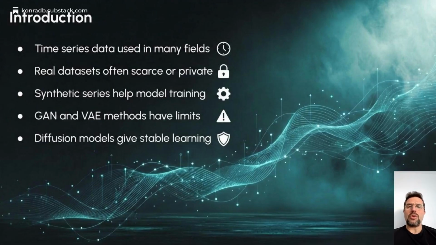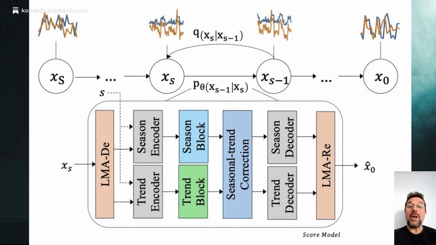One idea is to generate synthetic time series that look real. Earlier methods used GANs or VAEs. They work, but GANs can collapse during training and VAEs often smooth out details. Diffusion models approach the problem differently. They slowly add noise to data and then learn how to remove it step by step, which leads to stable and accurate generation. Figure 1 shows the structure of the ST diffusion model.